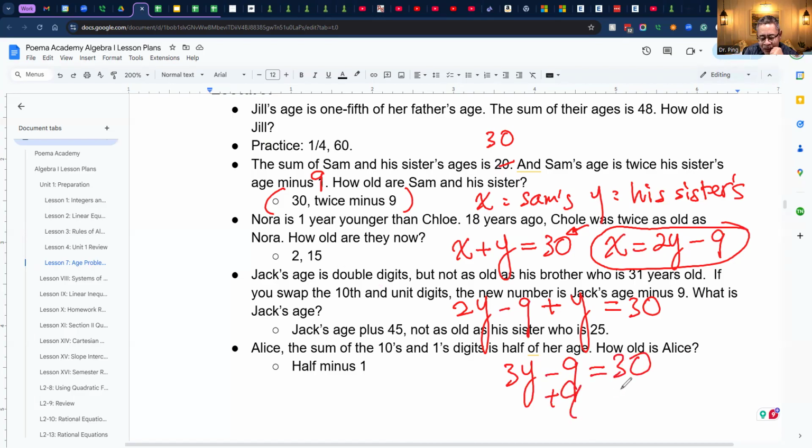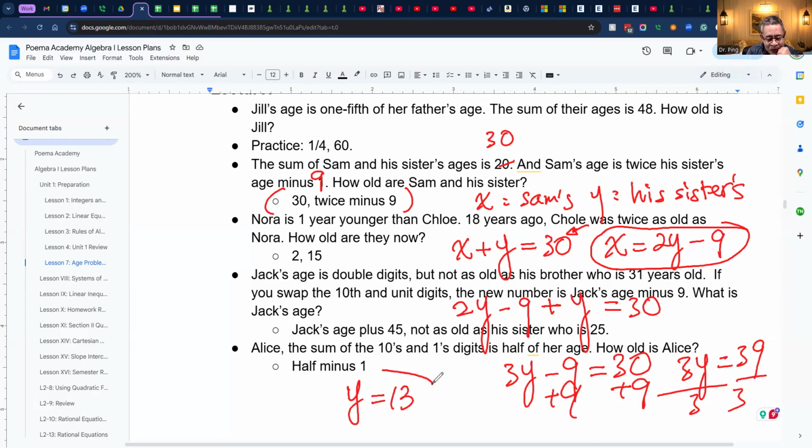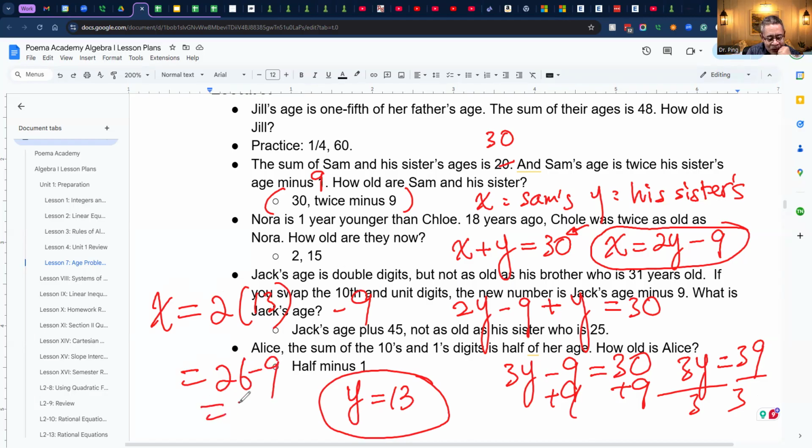Then we add 9 on both sides. Then 3y is 39. Then we divide by 3 on both sides. So therefore, y is 13. So Sam's sister's age is 13. And Sam's age is twice that, 2 times 13 minus 9. And that gives us 26 minus 9, which is 17. And you can see that 17 plus 13 is 30. So we got that figured out.